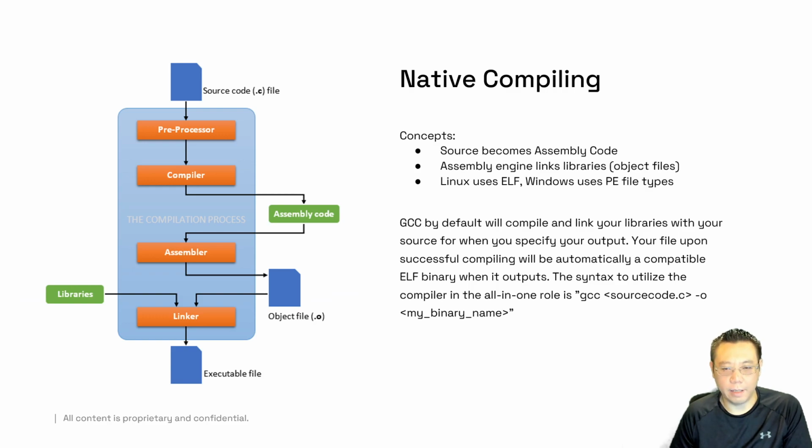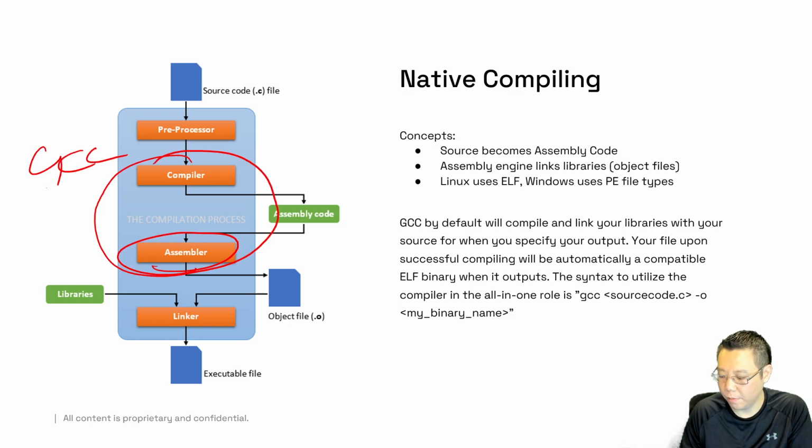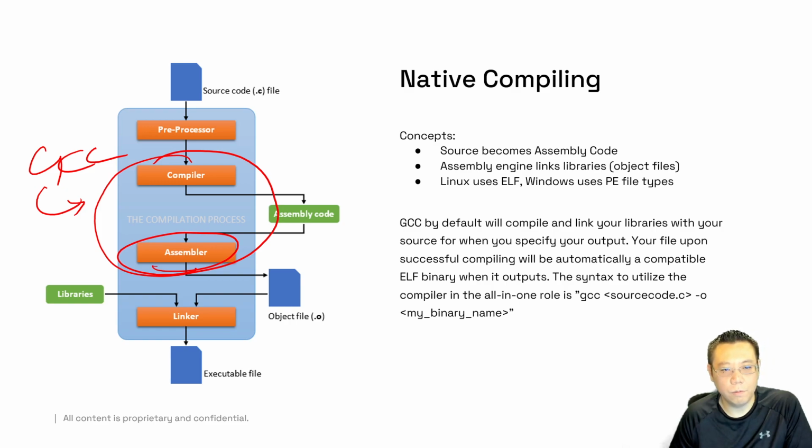Now, native compiling, like C or C++, will have the source code, and you might have a compiler like GCC. The compiler will take this, turn it into assembly code, and then the assembler, which is usually a second component, and in GCC's case, it's all in one. Right? GCC is all in one right here. You don't actually have a compiler and assembler that links the assembly code to another library file.